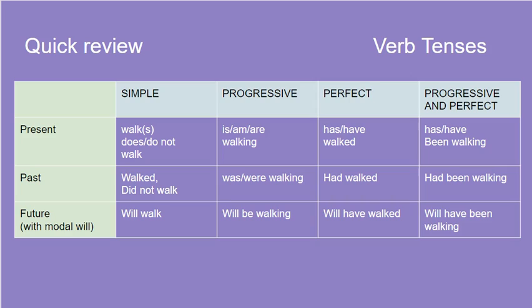Let's do this quick review here for verb tenses. If you'll notice, the table on the right lists present, past, and future with the modal will. Then we have 4 columns here: simple, progressive, perfect, and perfect progressive. Please write down these verb tenses, pause the video, and have these examples to review of these types of verb tenses.